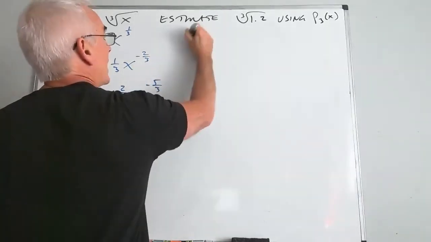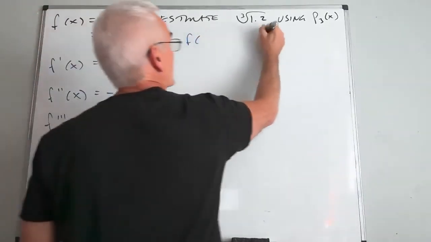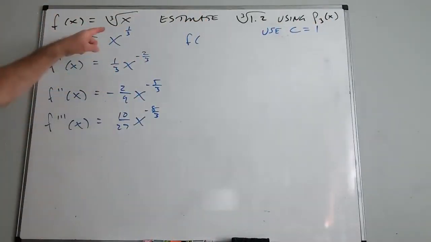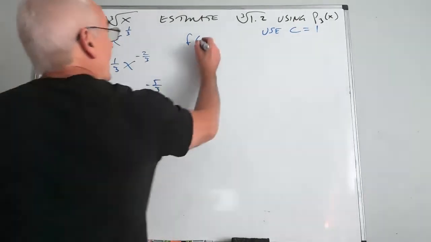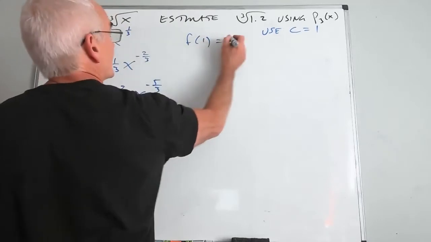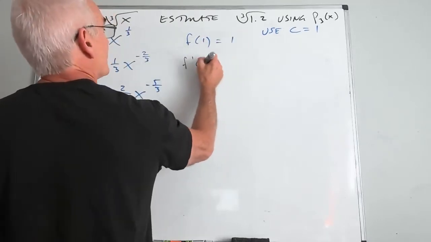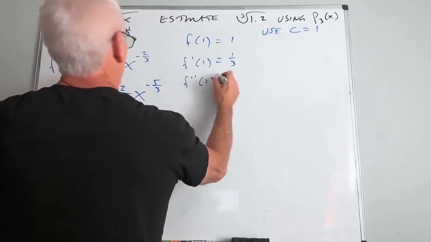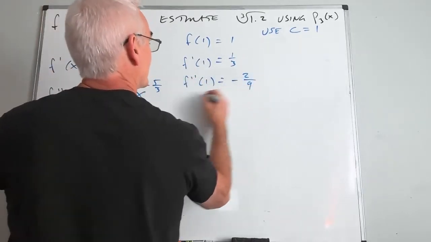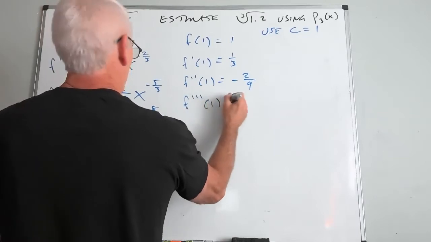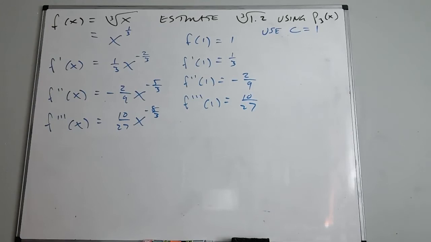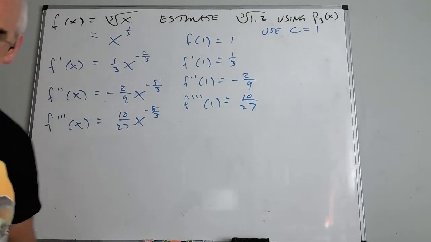Okay, so now, oh, by the way, we're going to use x equals 1, because we know all of these derivatives exist at 1. They do not exist at 0. So f of 1, cube root of 1, is 1. F prime of 1 is 1/3. F double prime of 1 is -2/9. F triple prime of 1 is 10/27. We now have enough information to finish the problem.